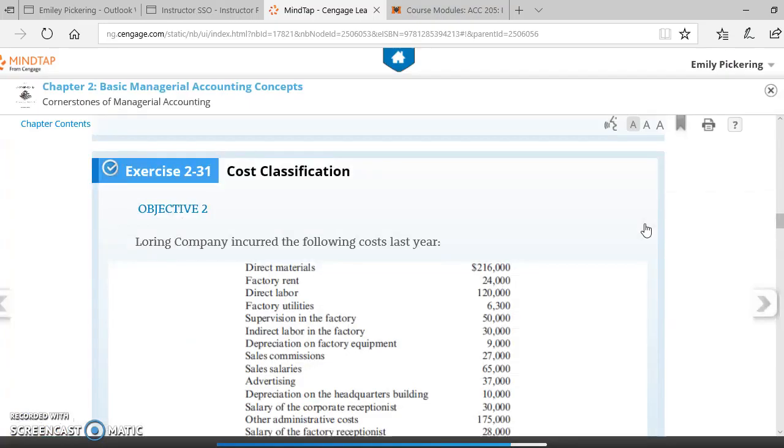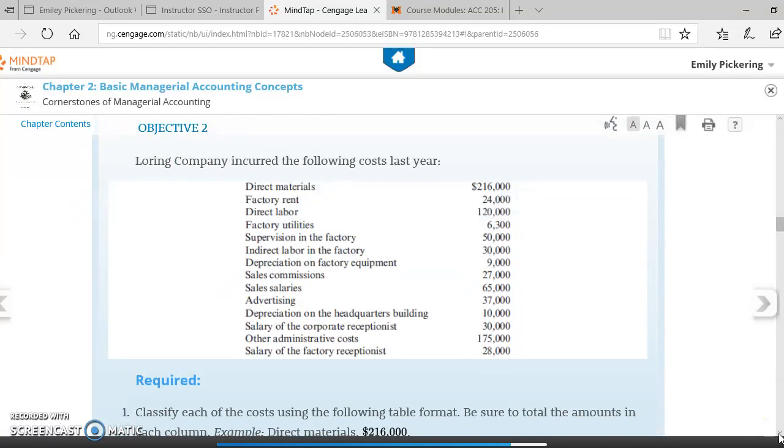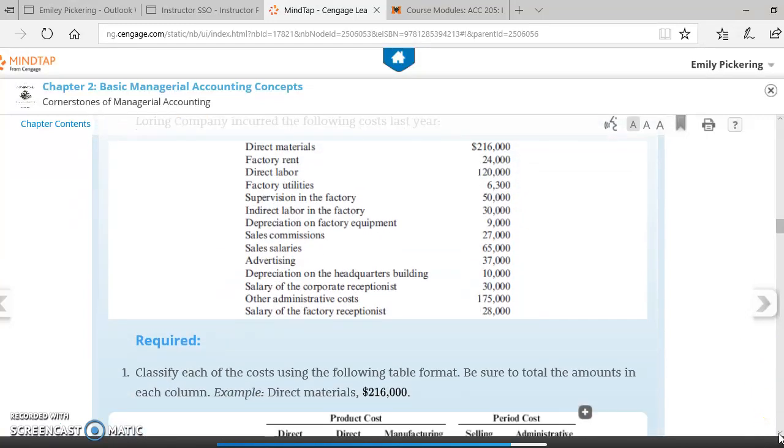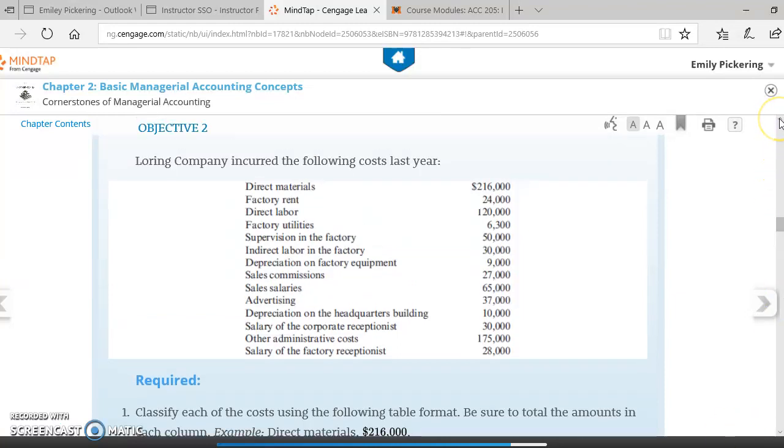So the next one is cost classification. This is exercise 2-31. In this case, we're going to look at all these different types of cost, and we're going to classify them as product or period costs, and then more specifically, direct material, direct labor, and manufacturing overhead, which coincidentally happens to all be product costs, and then either selling or administrative expenses if it happens to be a period cost. So let's take a look at what we have here.